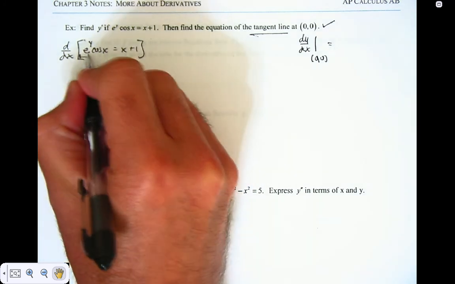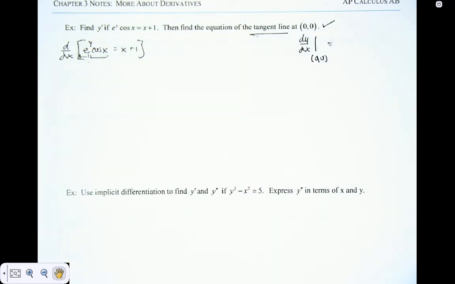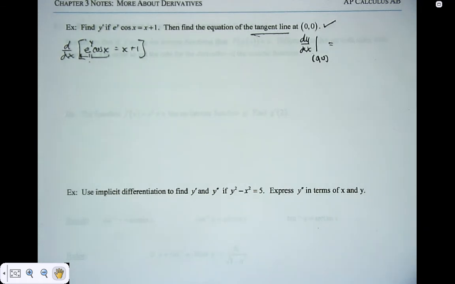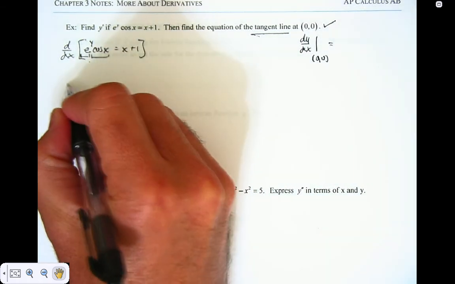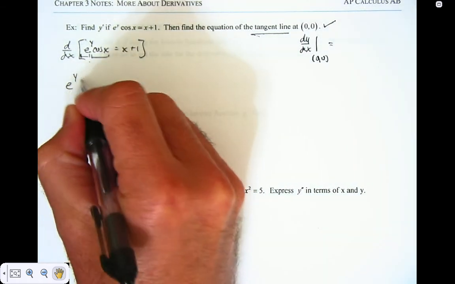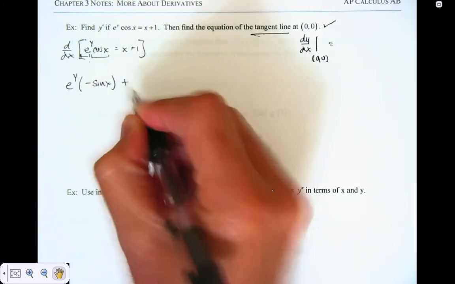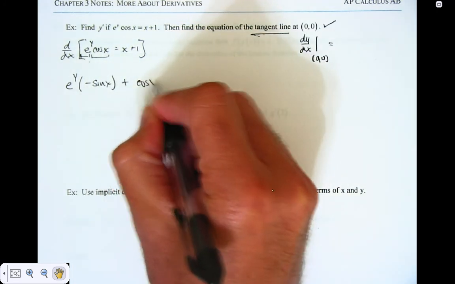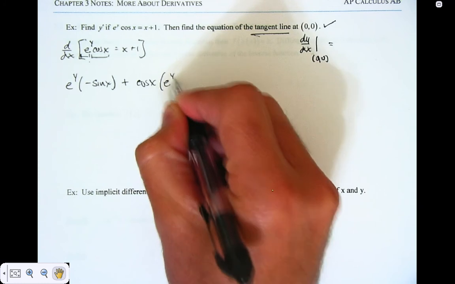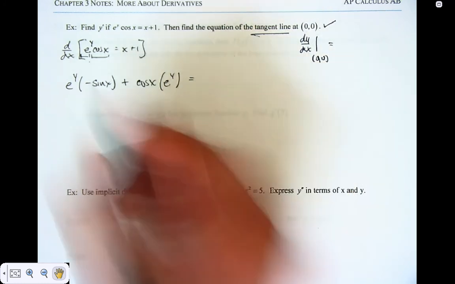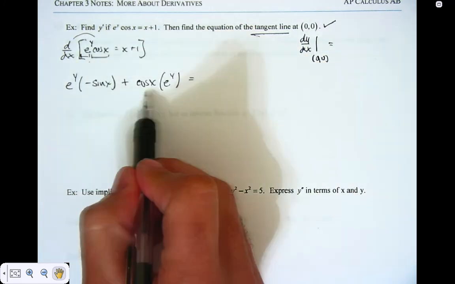This is a function being multiplied together. So we're going to use the product rule. And so we're going to say first, which is e to the y, times the derivative of the second, which is negative sine, plus the second, which is cosine of x, times the derivative of the first, which is e to the y, equals. So we took the derivative of that, and it's the product rule.